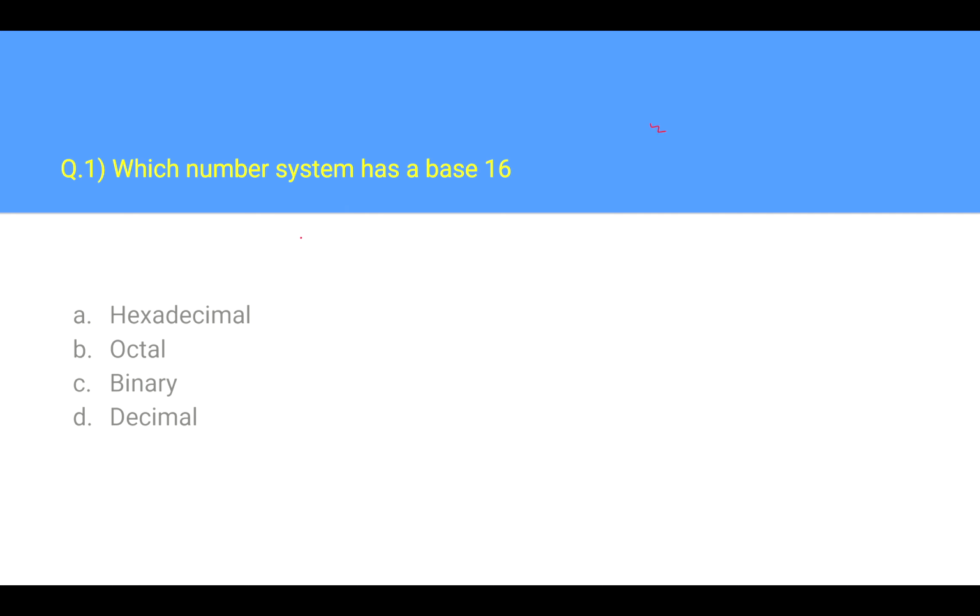So yeah. So the first question is, which number system has a base 16? So before starting this course, this can be a bit confusing, but straight away I can tell you that the answer is hexadecimal, because this word itself means 16, octal means 8, binary means 2, decimal means 10. But what does this base 16 mean?